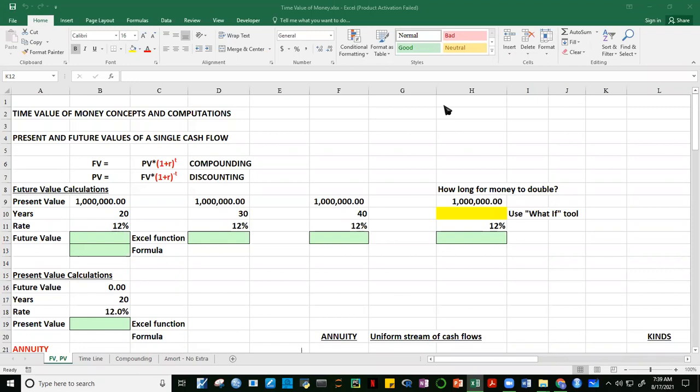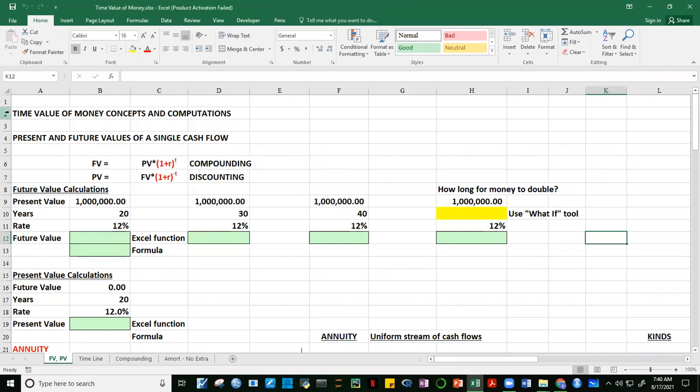So today we're going to learn more about these concepts and learn how to compute for present values, future values, annuities. We're going to use this workbook. There are 4 worksheets here. Maybe we're going to add some more to comprise our discussion on the time value of money. So first let's take a look at computing for the future value and the present value.